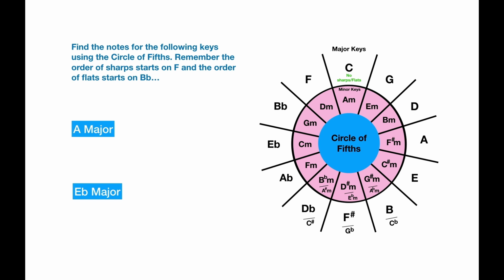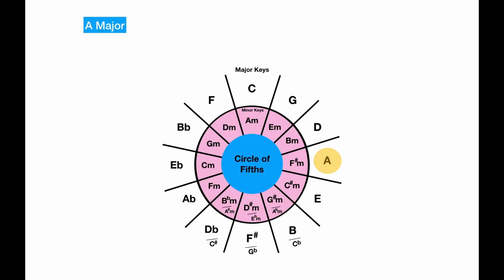In today's exercise, I've given you 2 more scales to find the notes for using the circle of fifths. So to start with, we're looking at the A major. Well, we look for the A in the outer circle, there it is. We write down our 7 notes of the A major scale, A, B, C, D, E, F and G.